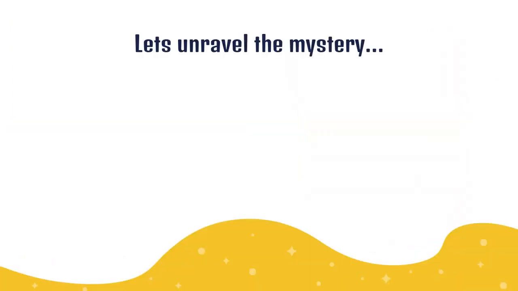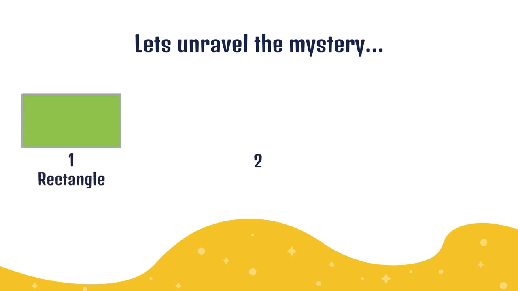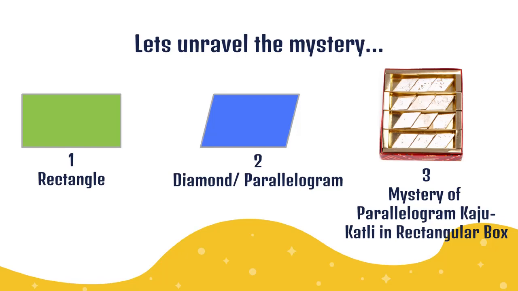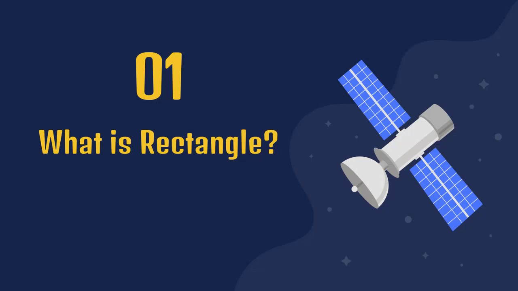Let's unravel this mystery. We will discuss this in three parts. The first part will discuss a little bit about the rectangle, the second will be the parallelogram or the diamond shape, and then finally we will see what is the mystery behind this shape. So let's go to the first, what is a rectangle.